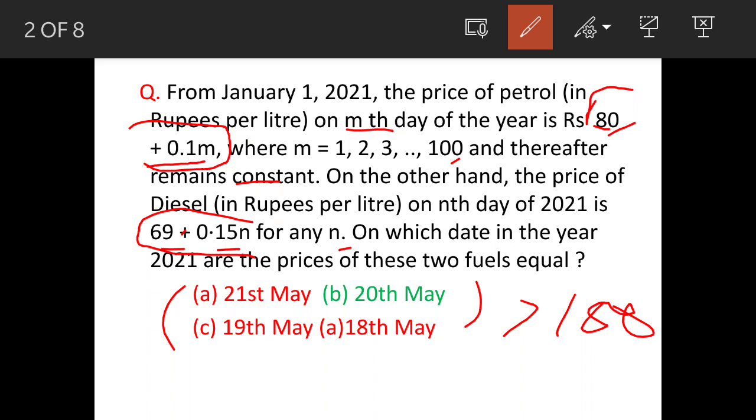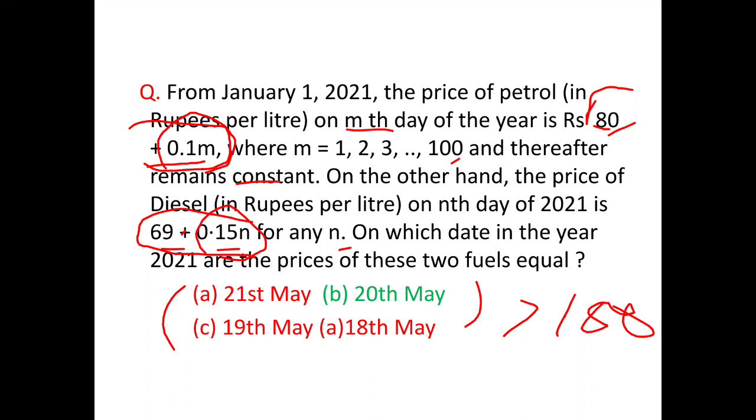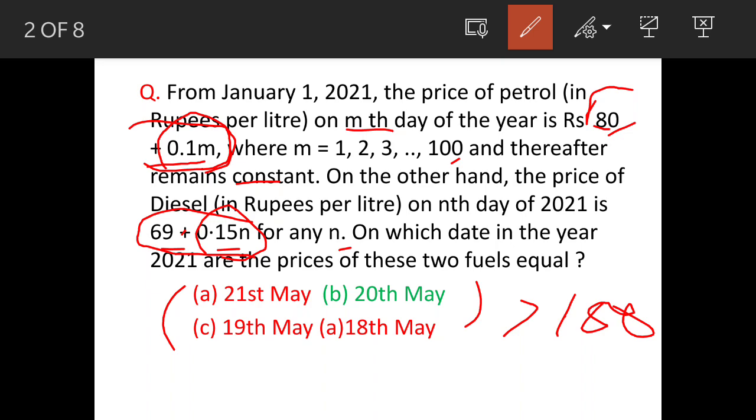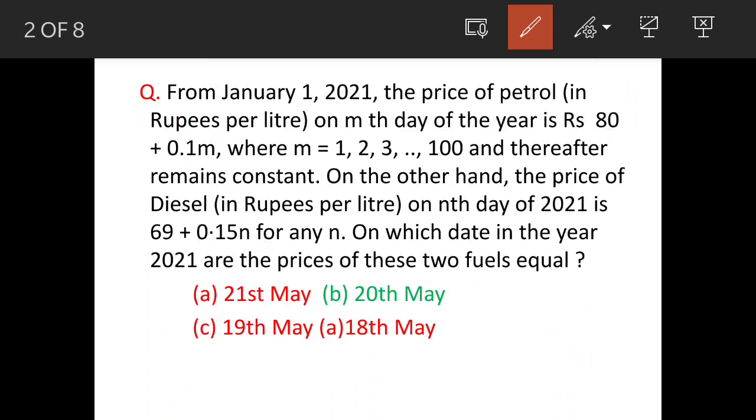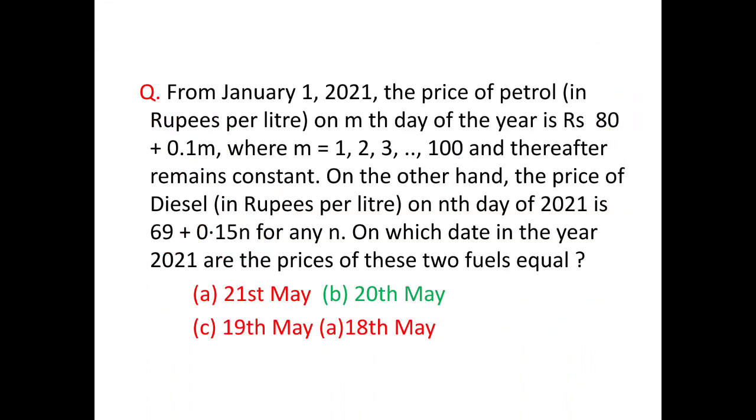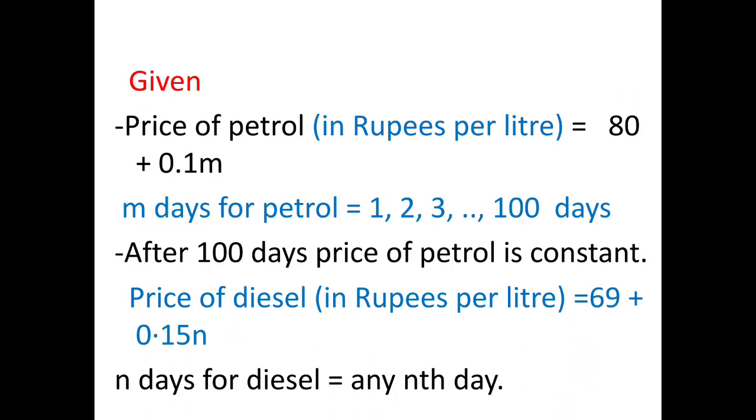And the variable terms are 0.1 m and 0.15 n. So 0.1 m will actually vary less than 0.15 n. These are the two important analogies. And then I told you that the number of days is going to be more than 100. It is evident from the question. So I'll erase the marking. See the question. Understanding the question is very, very important.